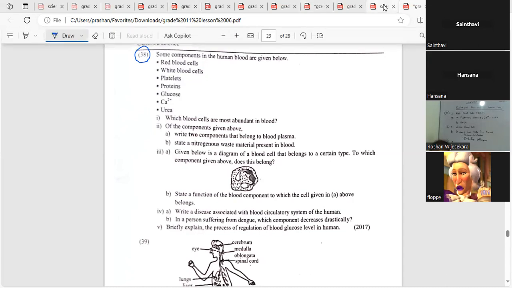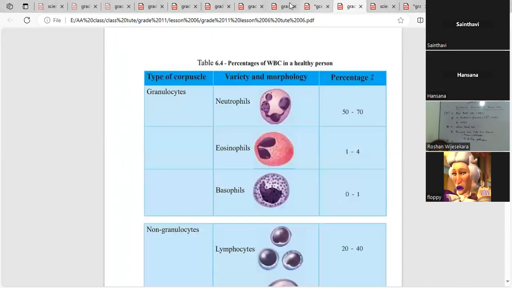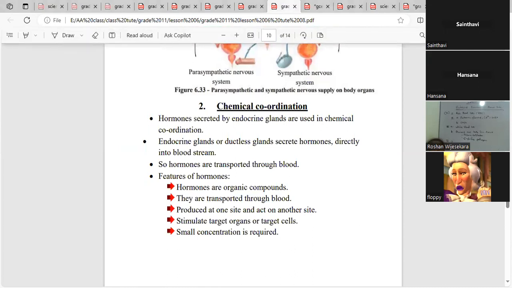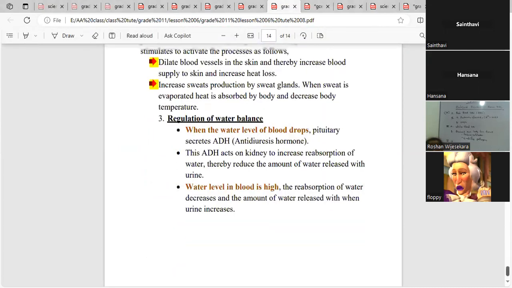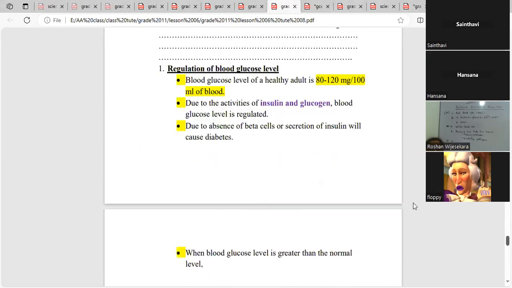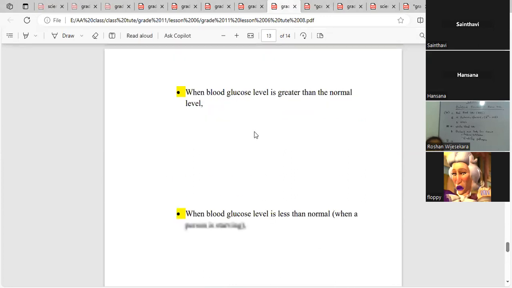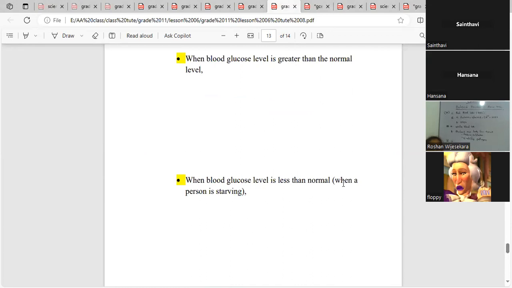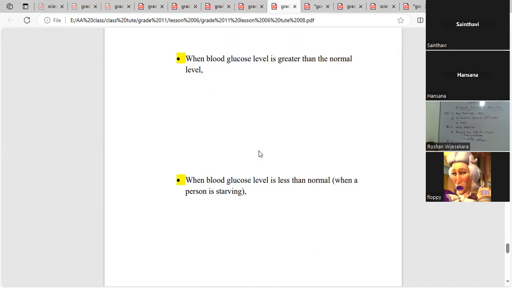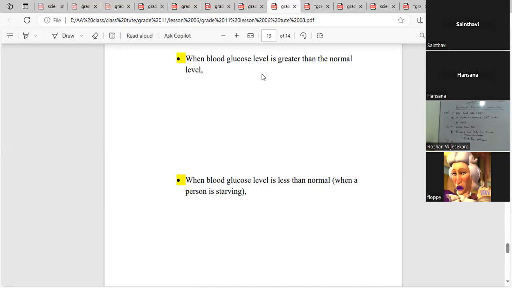I kept a space in your tute because that is important. Therefore, you fill that gap. This is the thing we write here: regulation of blood glucose level. When blood glucose level is greater than normal, you have written here. When blood glucose level is less than normal, you have written the answer here. This is the answer for the 5th question. We have written the answer in our tute.